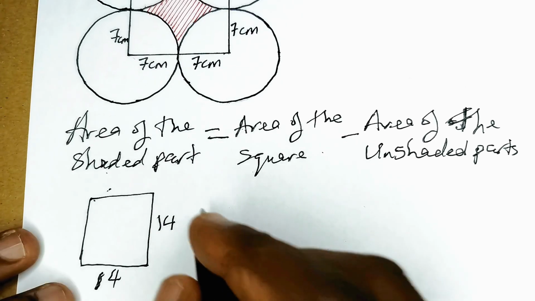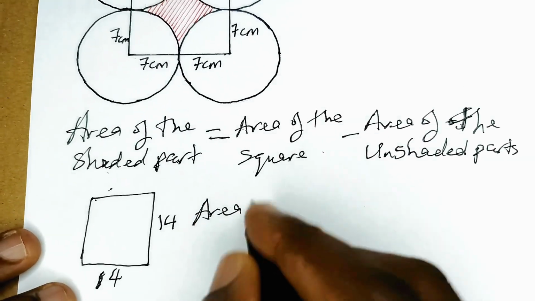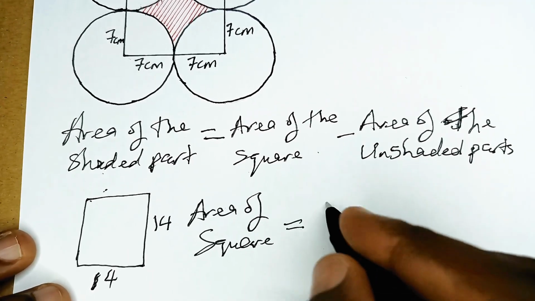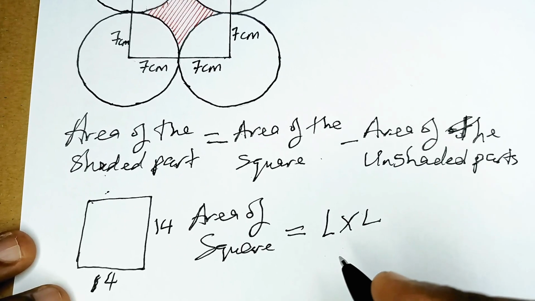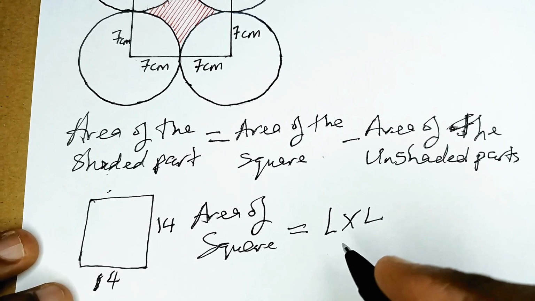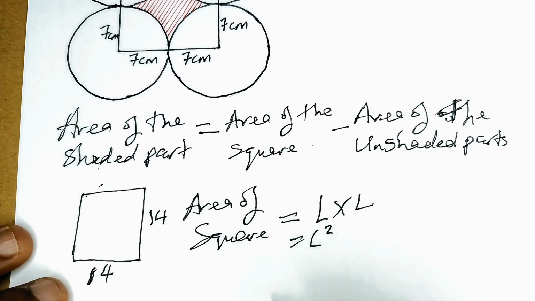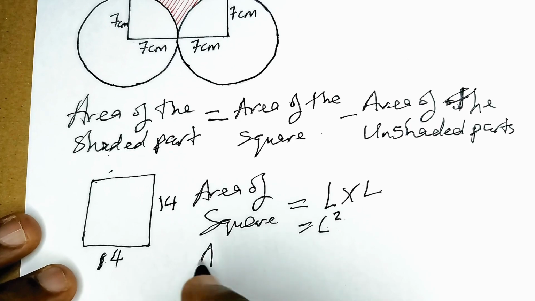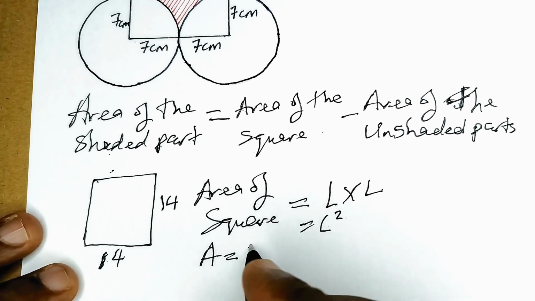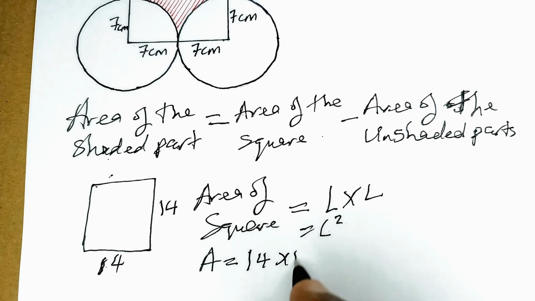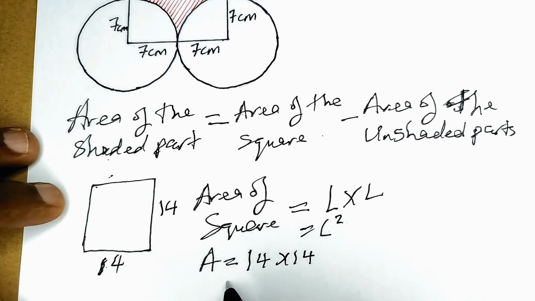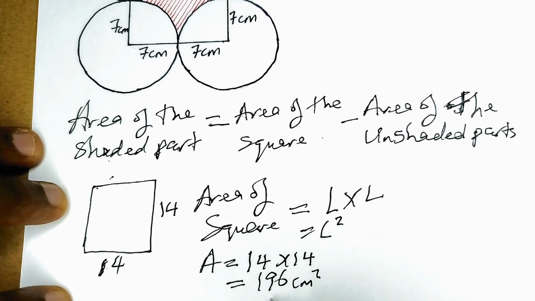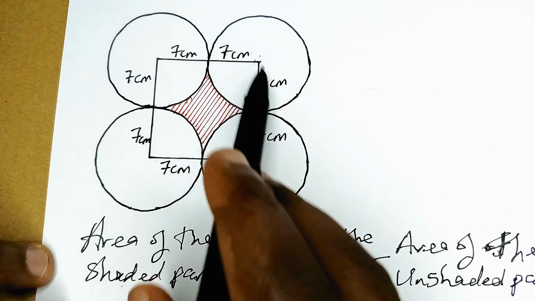Area of a square is equal to length times length. That is, you can say is equal to L squared. So what's our length? Our length is 14. The other length is 14. So it means area of the square will be equal to 14 times 14. And this will give us 196 centimeter squared. So that's the area of this portion.